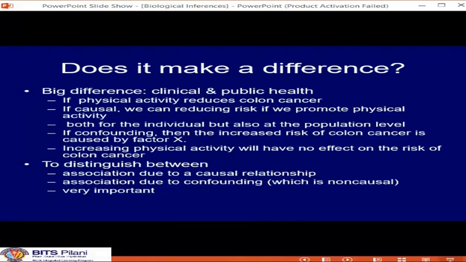So it is very important that we try to look at what else could be there in the story, and what else is really the confounder. We must distinguish between an association which is not causal and an association which is actually causal. And that difference is vitally important.